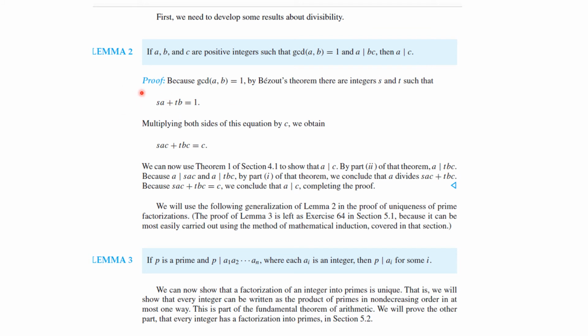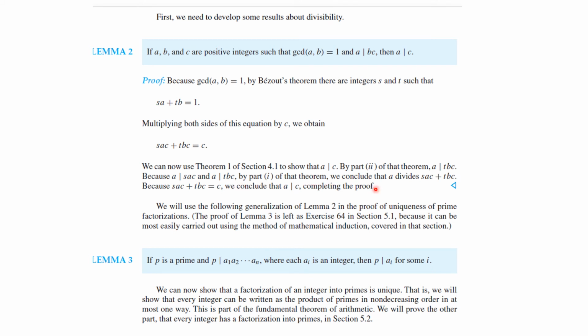And that's pretty much what we said here, but here's the proof, not in words. So suppose the GCD of a and b equals 1. By Bézout's theorem, there are s and t such that sa plus tb equals 1. Now we can multiply both sides by c, so we take c times all of this, and I get sac plus tbc is equal to c. But now we can use an earlier theorem to show that a must divide c, because a divides sac, and a also divides tbc.